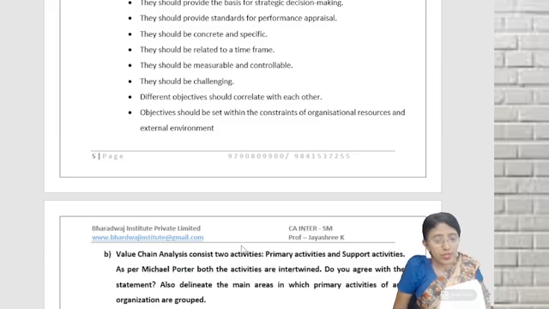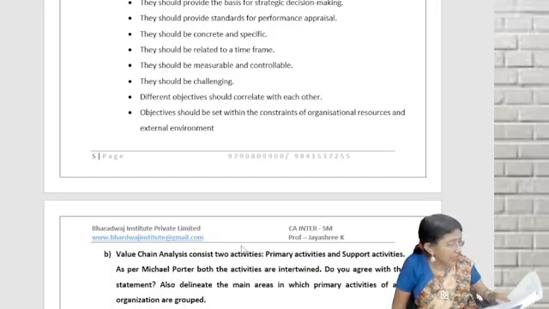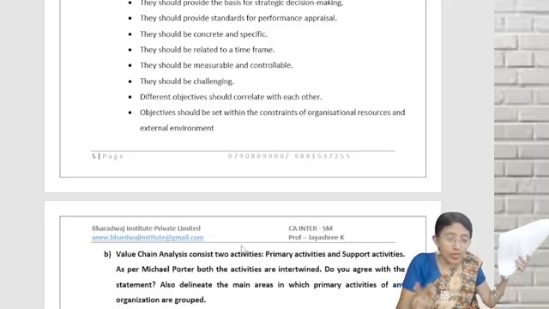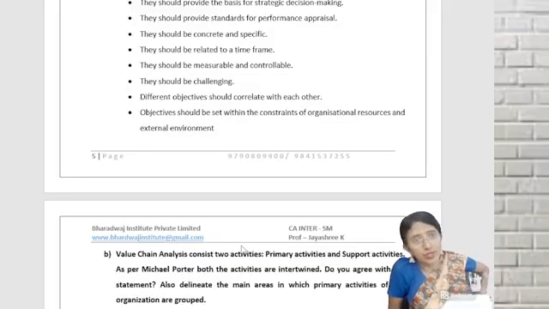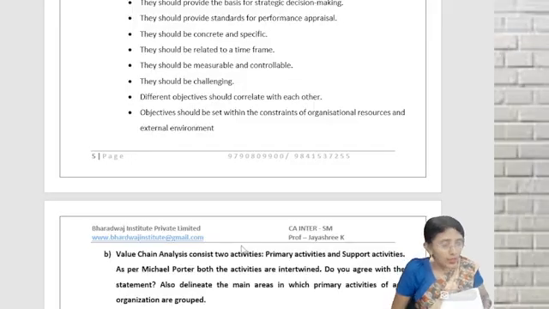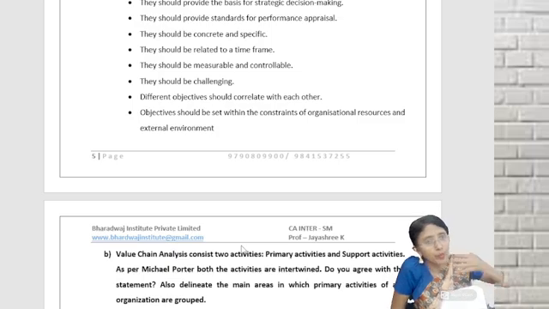Value chain analysis consists of 2 activities: primary activities and support activities. As per Michael Porter, both activities are intertwined. Do you agree with this statement? Are they intertwined? That is the first question you have to answer. Also delineate the main areas in which primary activities of the organization are grouped. So you're supposed to state the subdivision of primary activities, and also say whether both of them are interrelated and entwined or each stands distinct. Intertwined. Very good. Then primary activities. Can you mention the primary activities?